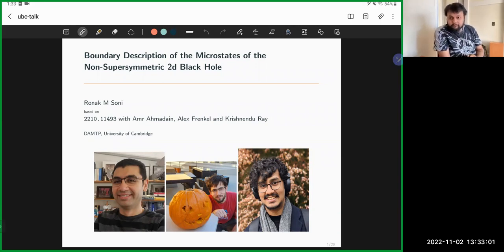So I'm going to talk about this paper that came out last week, along with the paper of Panos and Olgas, with Amar, Alex, and Krish, who are pictured in order. Amar is a postdoc in Cambridge, and he's applying this year, so pay attention to that. Alex is, of course, pictured next to Donald Trump, and we have Krish here.